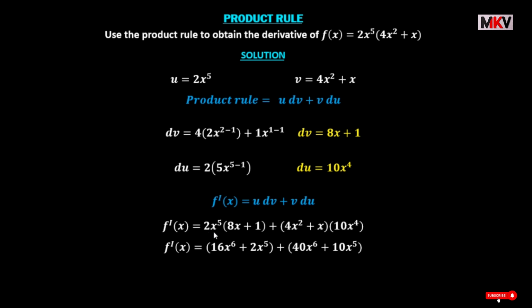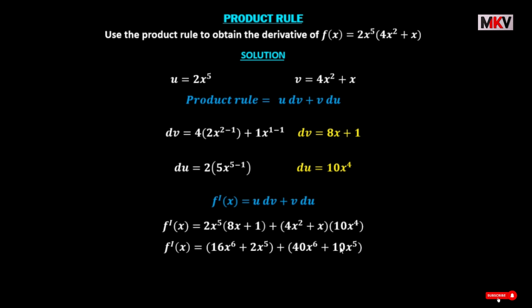Then 2x to the power 5 times 1 will give us that. Then after that, multiply this by that, which is 4 times 10, which is 40. Then x to the power 2 times x to the power 4, which is x to the power 6. Plus x times 10x to the power 4, which is 10x to the power 5. So we've done the multiplication, then the expansion of brackets.